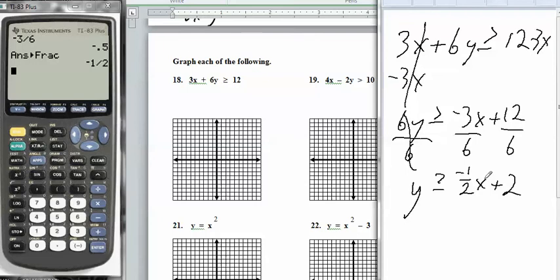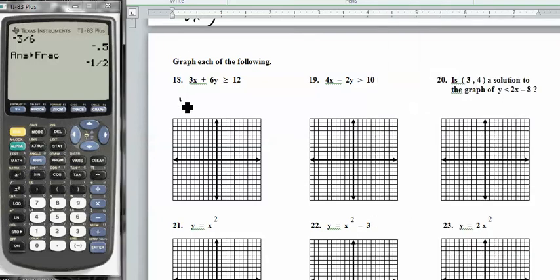So we're going to start at 2. Let me write this over here. y is greater than or equal to negative 1/2 x plus 2. So we start at plus 2. Then we go down 1 over 2, down 1 over 2. Alright? So since there is a line here, we're going to use a solid line. If not, we would use a dotted line. And then y is bigger than this line, so it's up here in this shaded area.